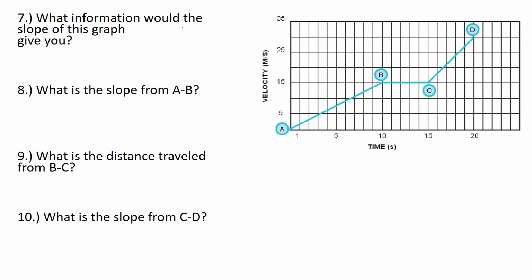Okay, so let's go ahead and move on to the next one. What information would the slope of this graph give you? Okay, once again, velocity over time. This is going to give you acceleration, which is equal to the change in velocity over change in time. So rise over run. What's the slope from A to B?